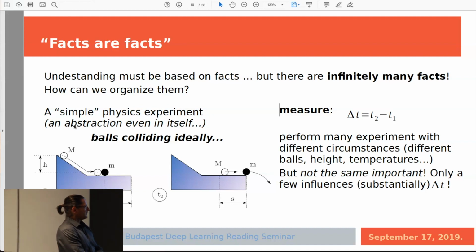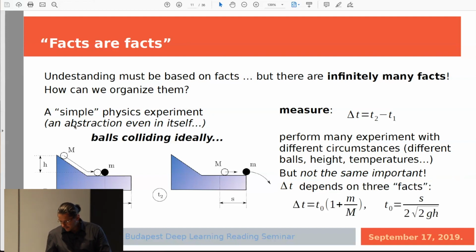And what we do is perform many experiments with different circumstances, with different balls, different heights, different colors of the balls, different experimenters, different wall colors, and so on and so forth. And what turns out is that not all the facts are equally important. Only a few will substantially influence this delta t. And we can, of course, compute it because it's not a big challenge.